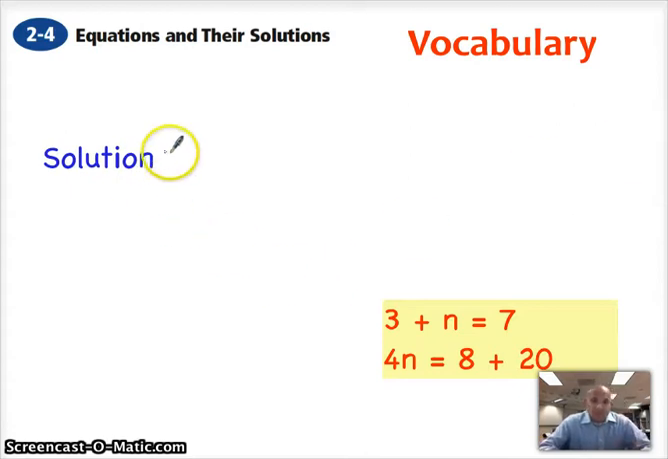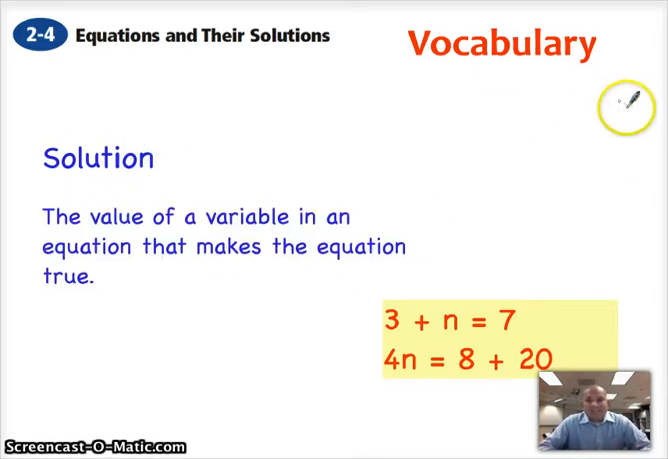Solution. Solution is the value of a variable in an equation that makes the equation true. Okay? So we're looking for the number that makes a particular equation true. If we look at this particular equation, 3 plus n equals 7, we can do this in our head. What plus 3 equals 7? We know that in this case, we'd have to have 4 to make that solution true. 3 plus 4 equals 7.